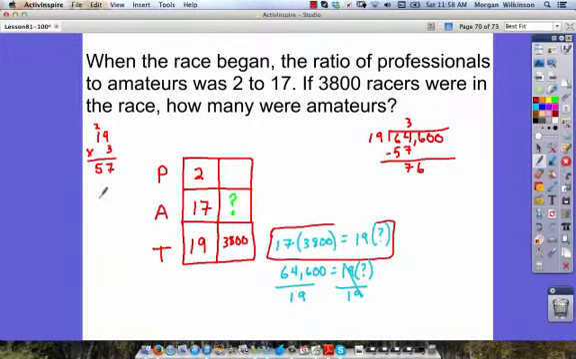Well, 19 times 4, let's see what that is. 4 times 9 is 36. We'll carry our 3. 4 times 1 is 4, plus 3 more is 7. Perfect. We get 76. So 19 times 4 is 76. We've got 0. We know we need to fill in our zeros for our answer. So we get 3,400. If there were 3,800 total racers, there must have been 3,400 amateurs, which would have left behind 400 professionals. So in this question, we'll report our answer, 3,400 were amateurs.